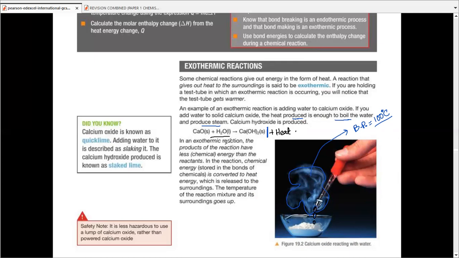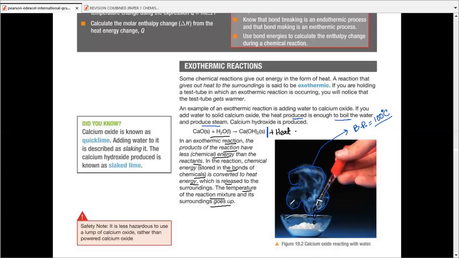So in any exothermic reaction, the products of the reaction have less chemical energy than the reactants. Why? Because the chemical energy stored in the bonds of the chemicals is converted into heat energy. This heat energy is released to the surroundings and we can literally feel it. Not just that, the temperature of the reaction mixture and its surroundings goes up.